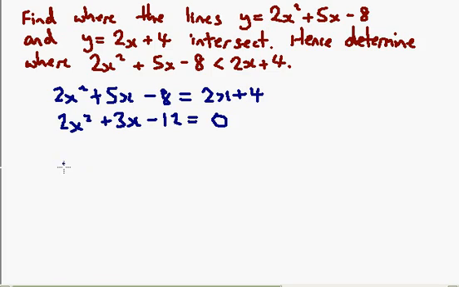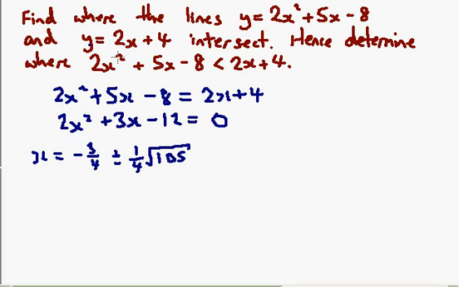Now this one doesn't factorise easily, so I'm going to use the quadratic formula, and if I do so I find that x is equal to minus 3/4 plus or minus 1/4 of root 105. Now that gives me the two x values. I need to find the coordinates where the lines intersect, so I must then substitute both of these into one of my two equations.